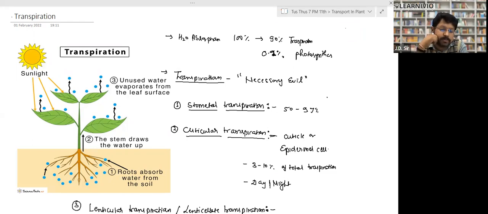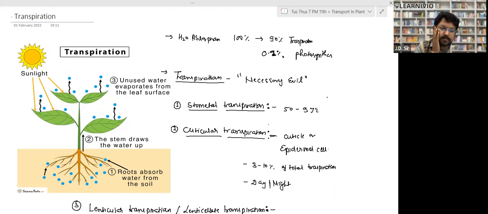Can anybody tell me why transpiration takes place? What is the purpose behind transpiration? And we call it a necessary evil. Transpiration is called a necessary evil. Why? Any one of you, tell me, please. Even I have written over here why transpiration is called a necessary evil. Tell me, yes, guys.